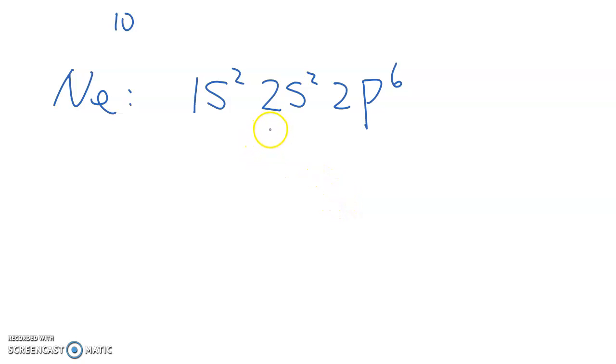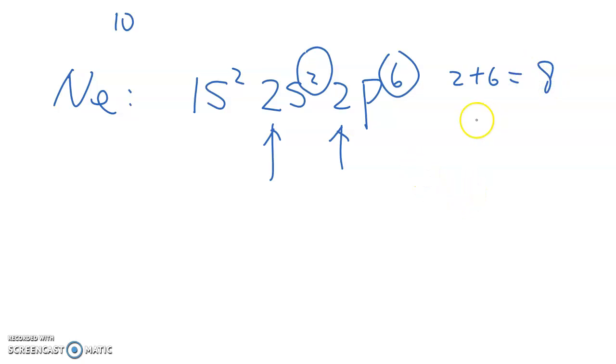Okay, so let's see how many valence electrons. Remember, the valence electrons are the number of electrons in the highest principal energy level. In this case, look at the coefficient. The highest number is 2. So 2 is the valence layer. And how many electrons? So 2 plus 6, I have 8 valence electrons. That means neon is already very happy. Very happy means now it is inert. It doesn't want to react with anything. It's already satisfied with 8 valence electrons.